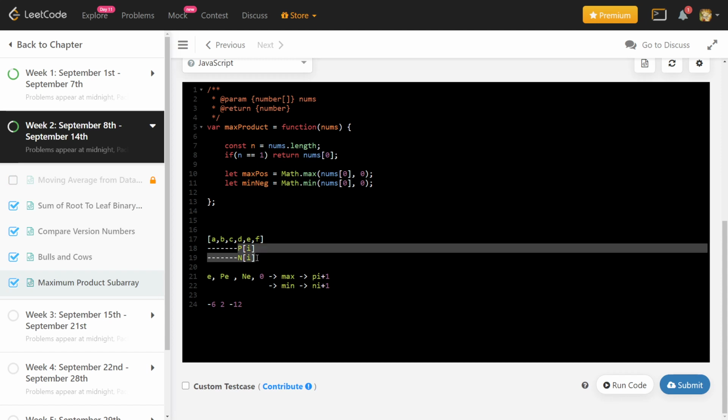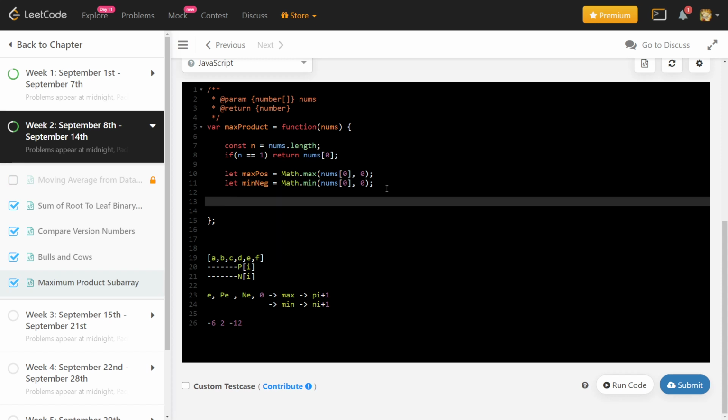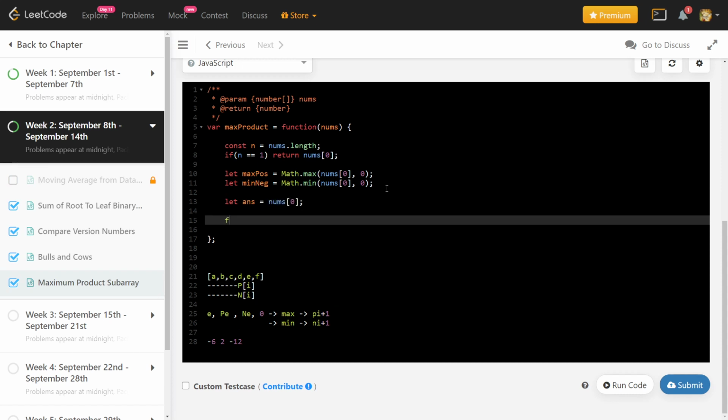So how we defined P[i] and N[i] was: P is the maximum positive product ending at this index, and N is the minimum negative product ending at this index, right? To come up with this might not be very trivial if you are looking at this problem for the first time. That's why I explained that problem, maximum sum subarray, so that you can take some intuition there and put it to use here. So now we know this, and let answer be equal to nums[0] in the beginning. Now we just iterate over everything.